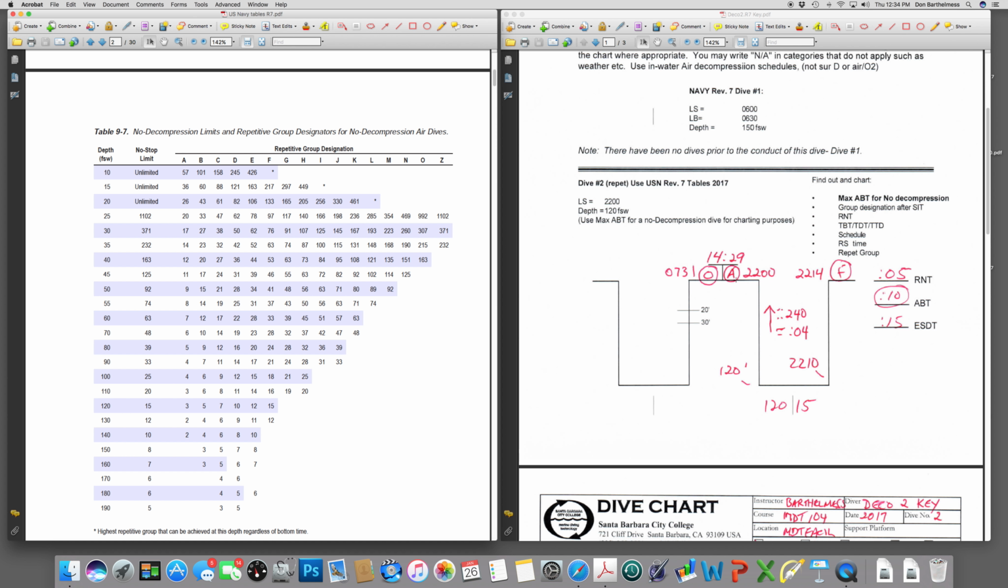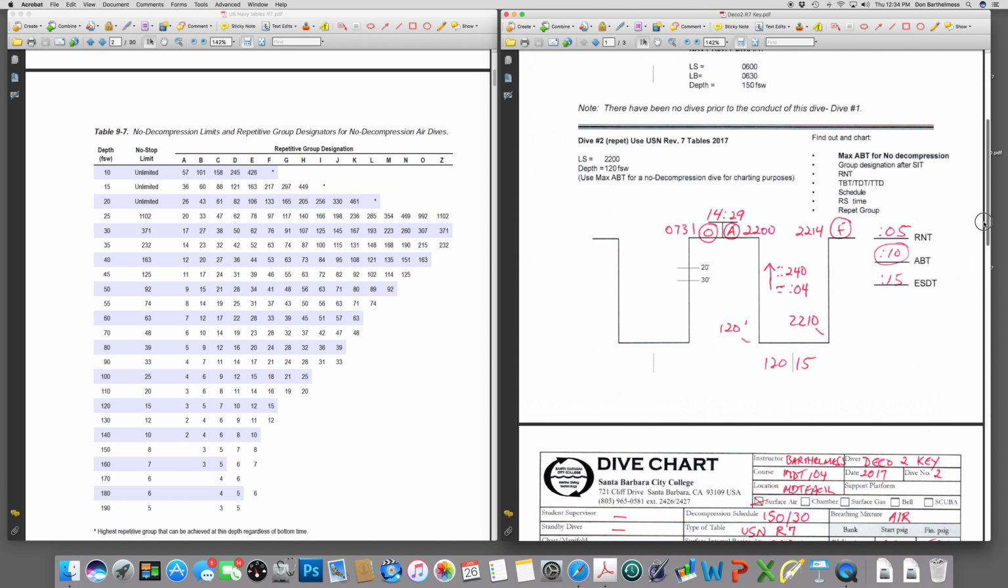Depth times 2 equals ascent time in seconds. That's 240 seconds, 60 seconds in a minute. Divide that, it comes out to a nice even round 4 minutes, and we can use that as our ascent time. 2210 plus 4 minutes puts us on the surface at 2214 as an F diver. That's all I need to use. Take this information right here, and we're now going to transfer it to the beginning of our surface interval on dive number 3.